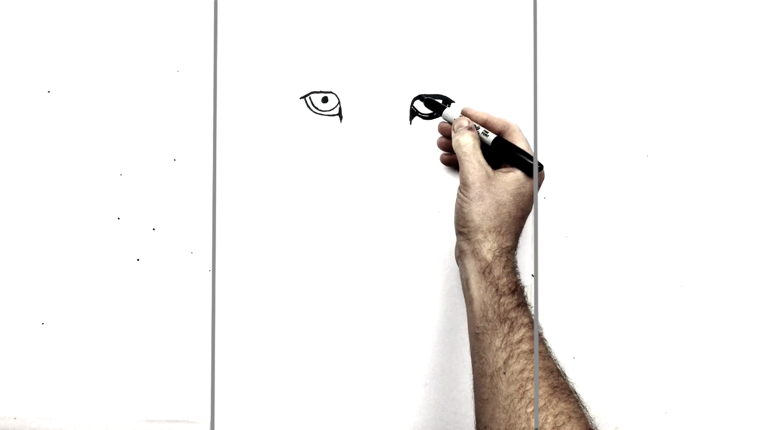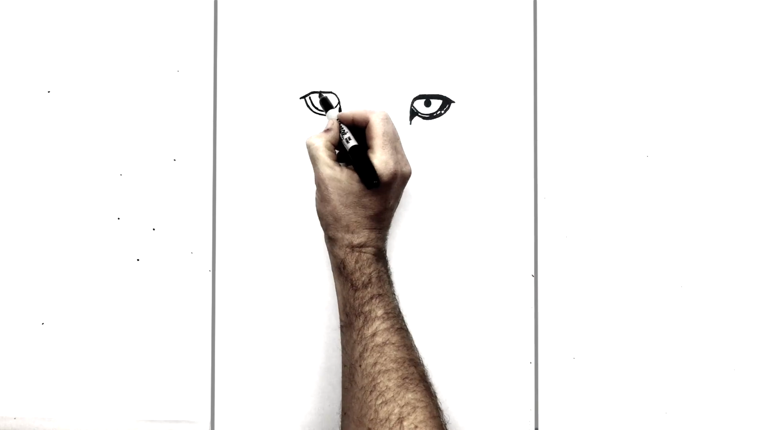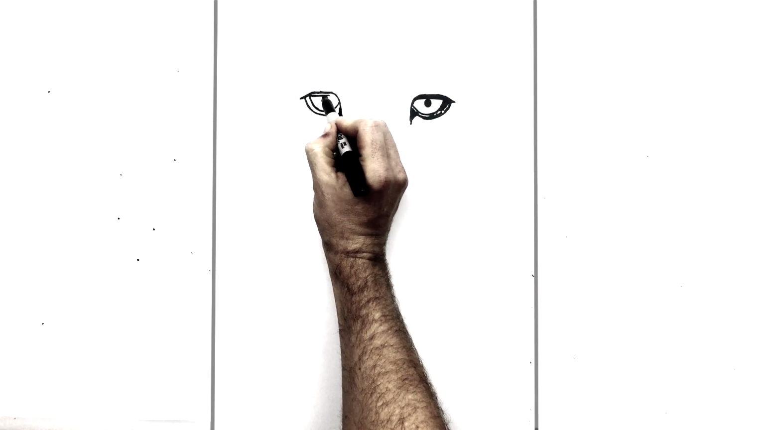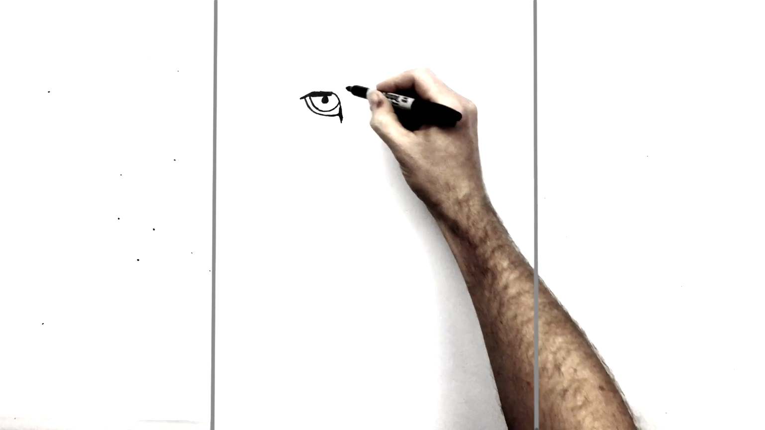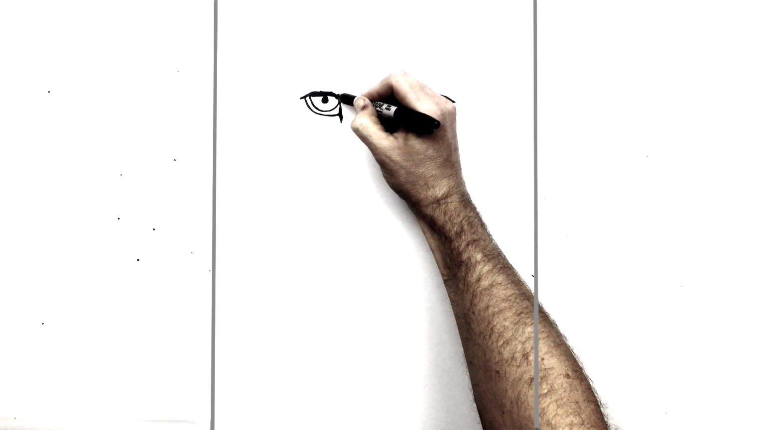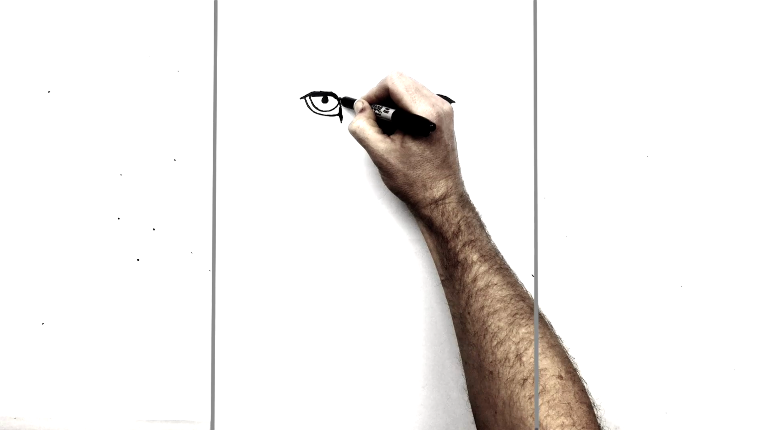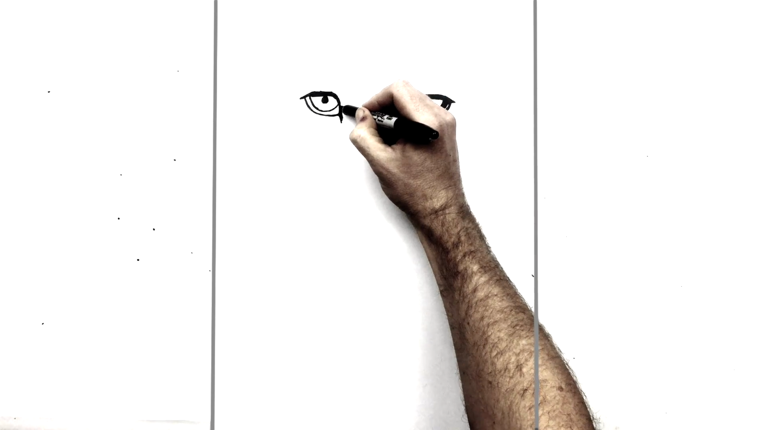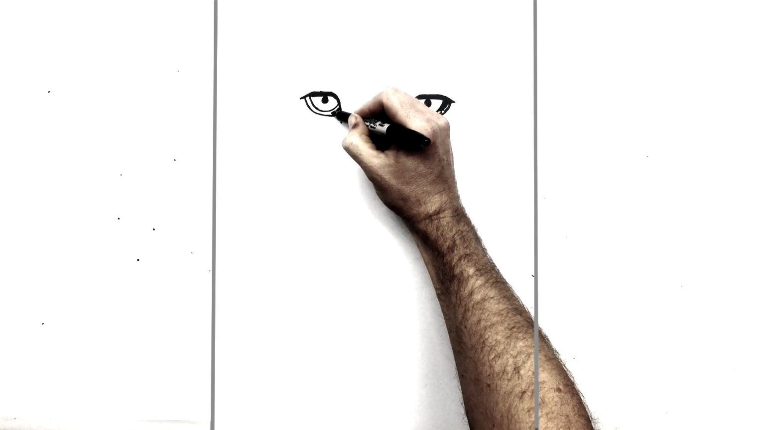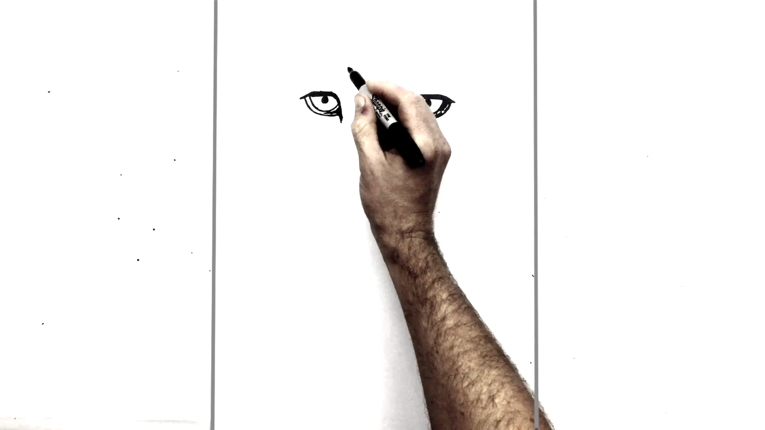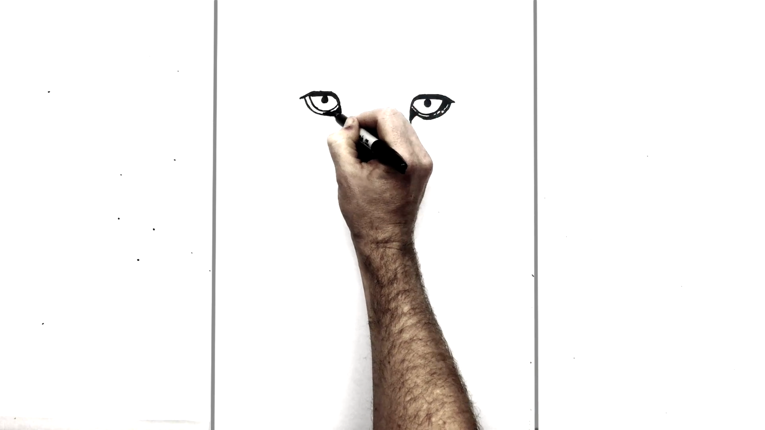And then we're going to just make these lines thicker and colour them in dark black. And of course you can leave some white highlights if you wanted, or you could just colour it in all dark black.